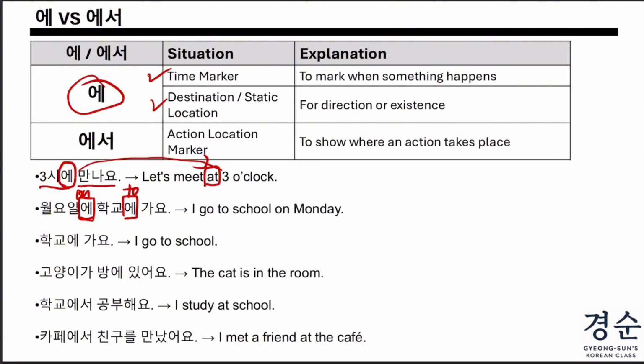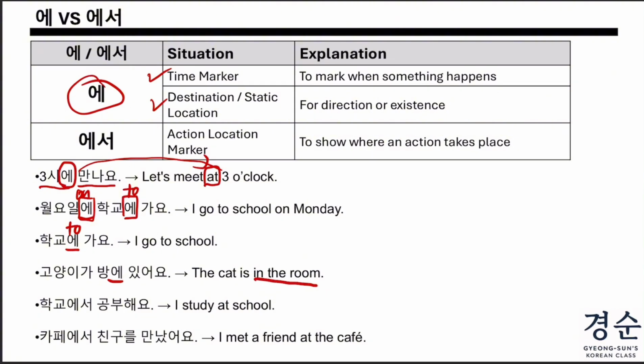And next we have 학교에 가요. I go to school. This is very straightforward, right? 학교에 가요. Go to school. Basically "to". And next we have 고양이가 방에 있어요. Okay, the cat is in the room. In the room. So 고양이가 방에, right? In the room.